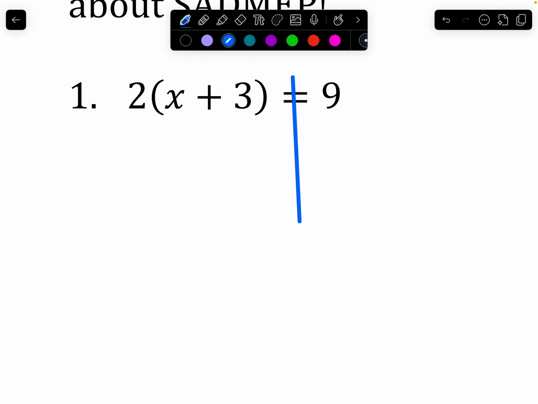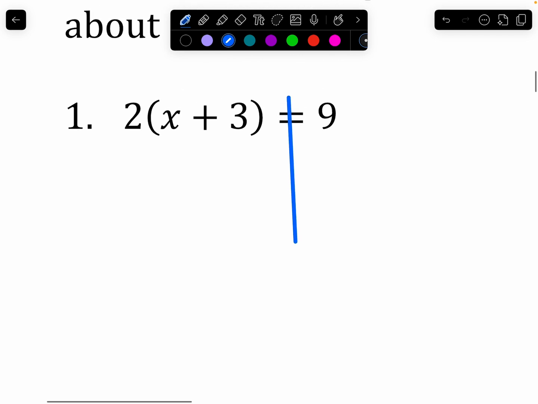So what I'm going to do is actually the distributive property, because I have a number on the outside that I can multiply to get into those terms within the parenthesis to make the parenthesis go away. So 2 times x is 2x, and then 2 times 3 is a positive 6. So when I distribute, my parentheses go away, and now I am left with 2x plus 6 equals 9.